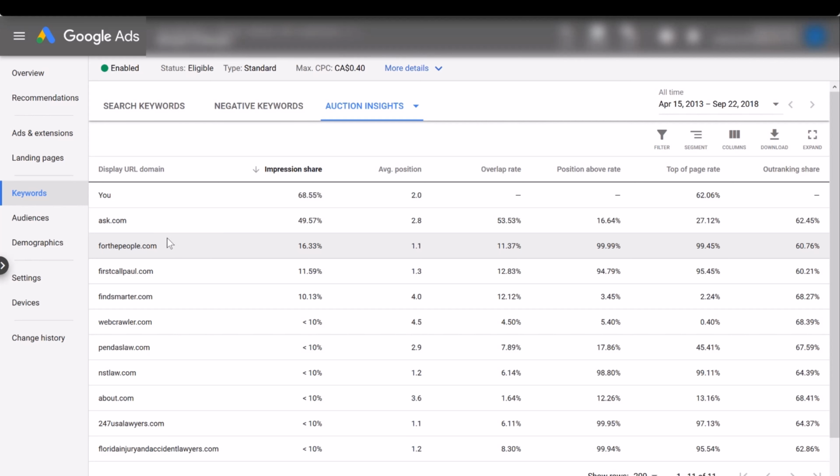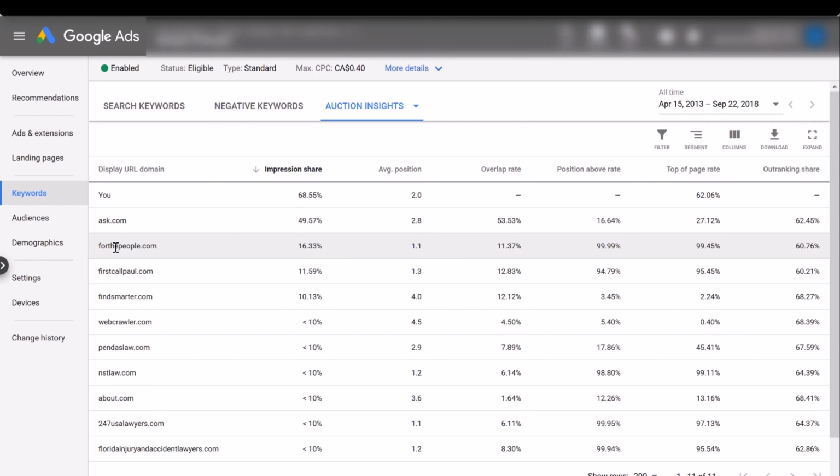So Google always shows them in first place. Overlap rate is how often your ad shows up at the same time as their ads. So with ask.com, my ad showed up 53% of the time with their ad as well, but only 11% of the time when it was For the People, so the actual owner. Position above rate: how often are they above your ads?